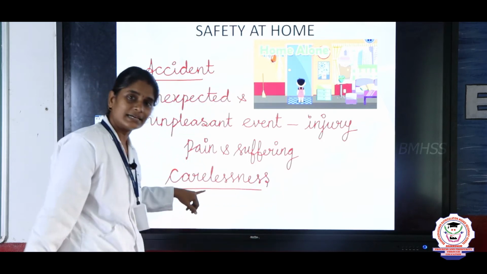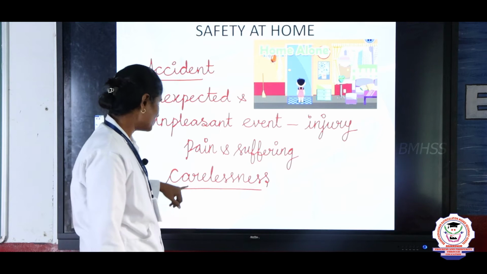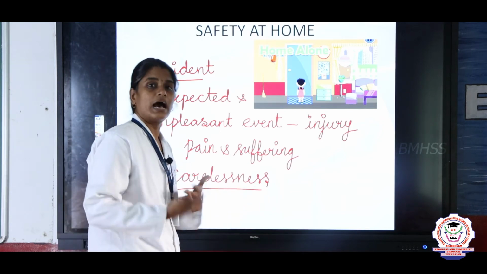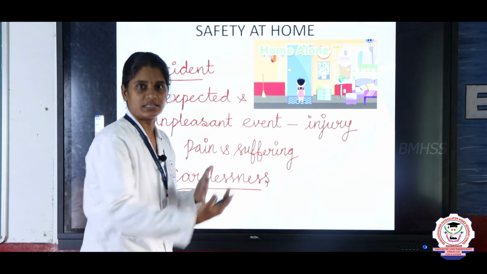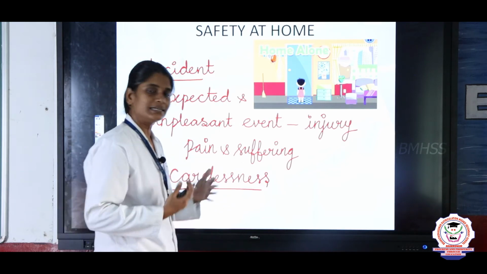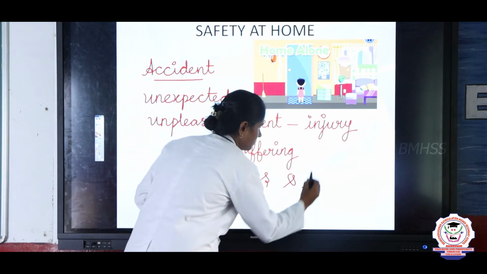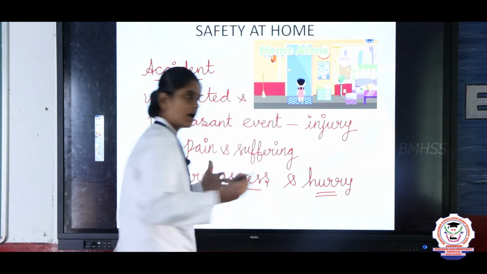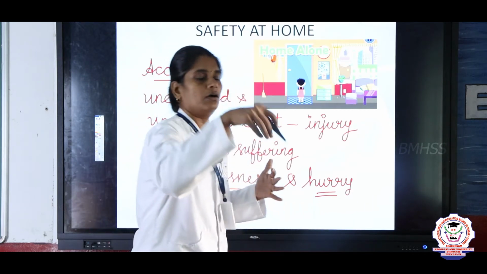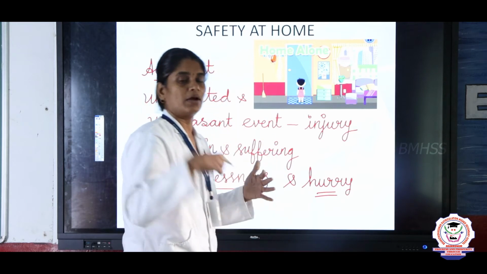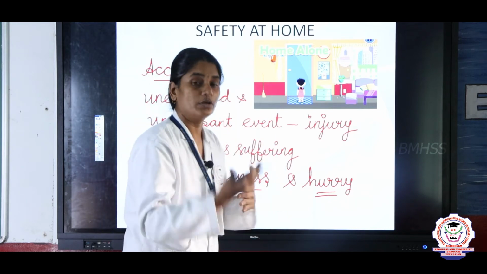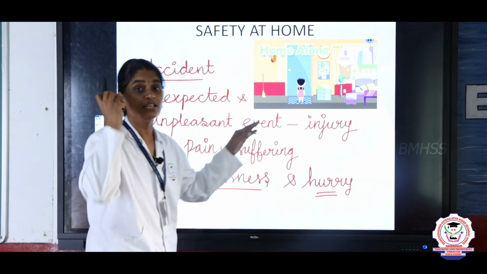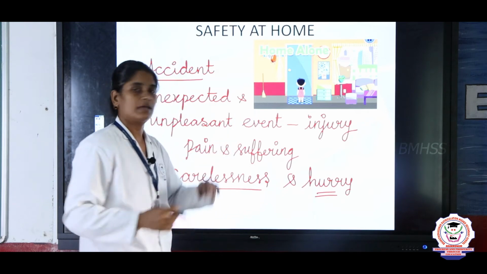How does an accident occur? Accident occurs due to carelessness, right? Also some people are in a hurry and want to go fast, and during that time an accident occurs. Even when a person is in a hurry, wants to reach before time, wants to go very fast, wants to go first, he may get an injury and there will be an accident, right?